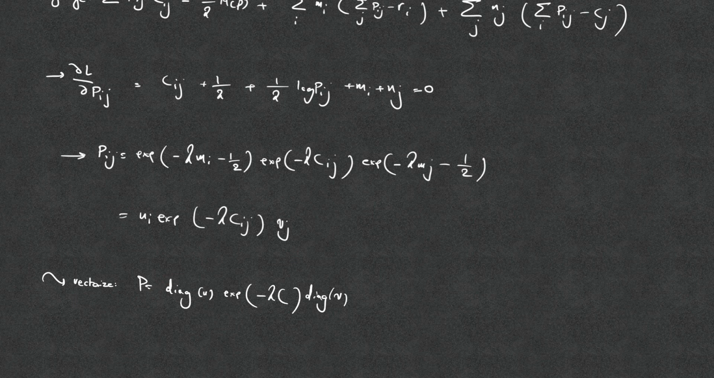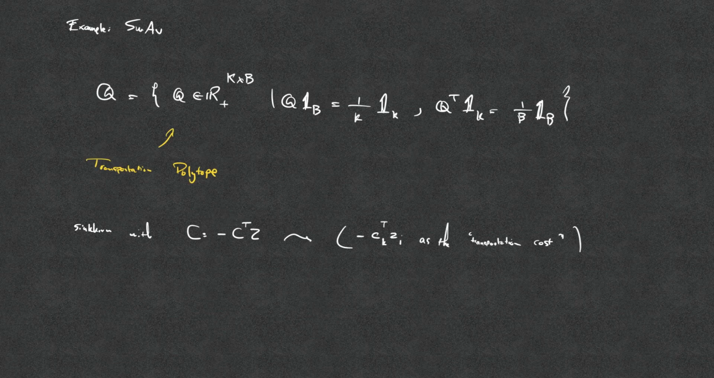So if you vectorize it, you will have P equal the diagonal matrix version of u, the diagonal matrix version of v, and times exp of minus lambda C, with C being the matrix. Now, optimizing this was studied in a paper, and we know that this is going to have a unique solution, meaning that you don't need to worry about other solutions existing, and therefore this problem can be easily solved, or at least in a computationally efficient manner.